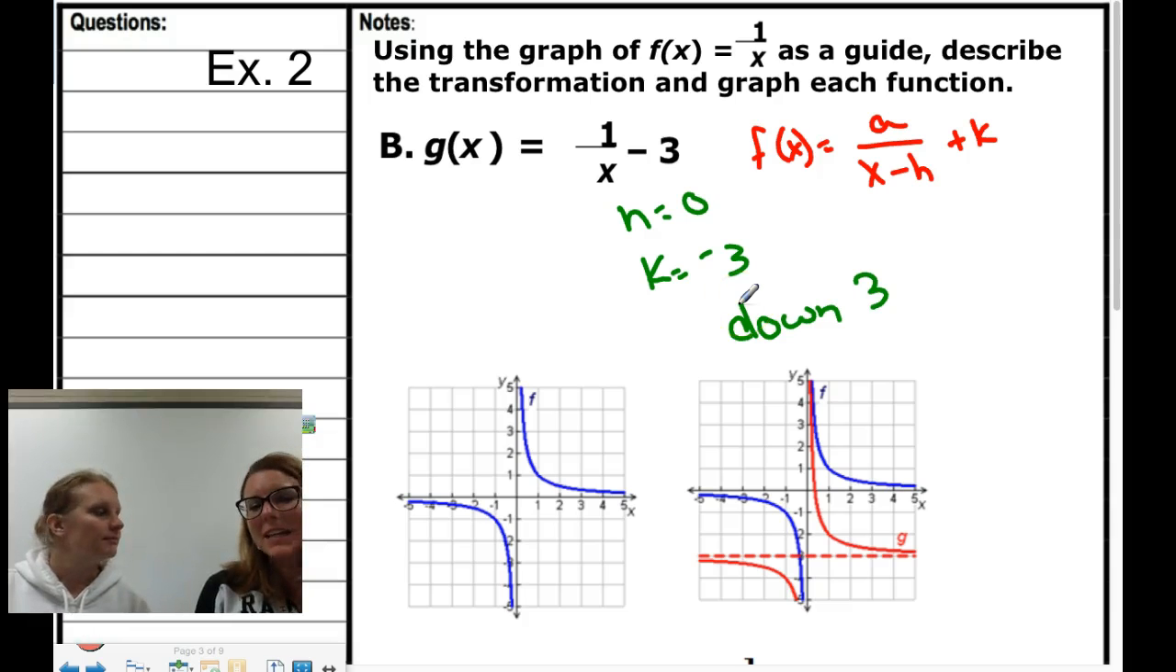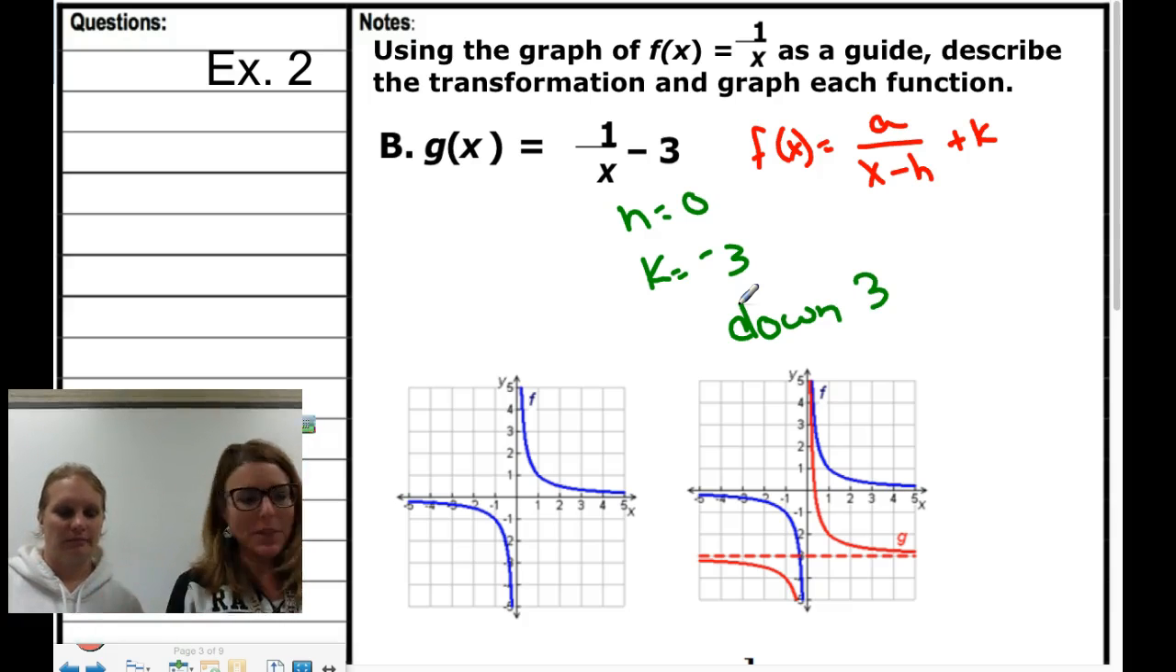And the horizontal asymptote then would be y equals -3. Because if you recall, way back when, the asymptotes were always at x equals h and y equals k. It's not asking for that here, but I thought we would talk about it.